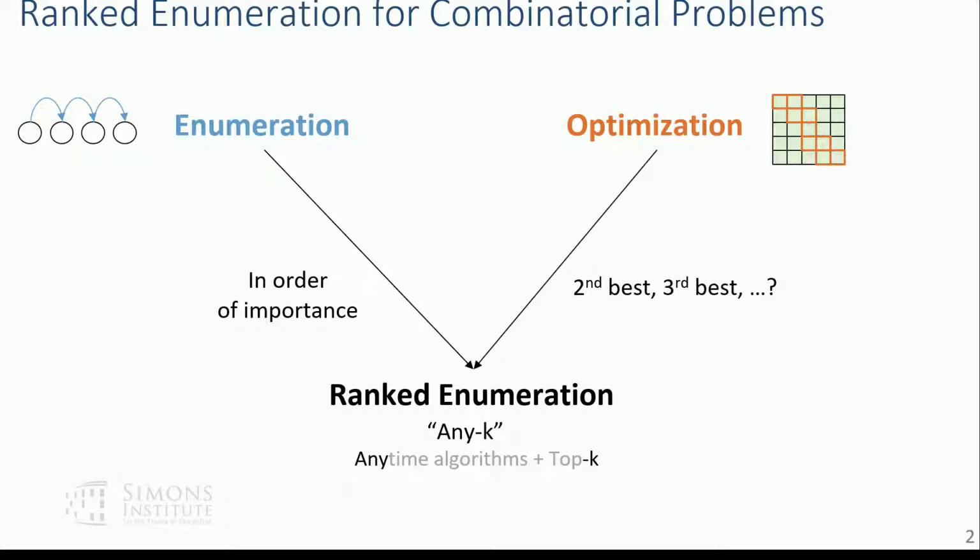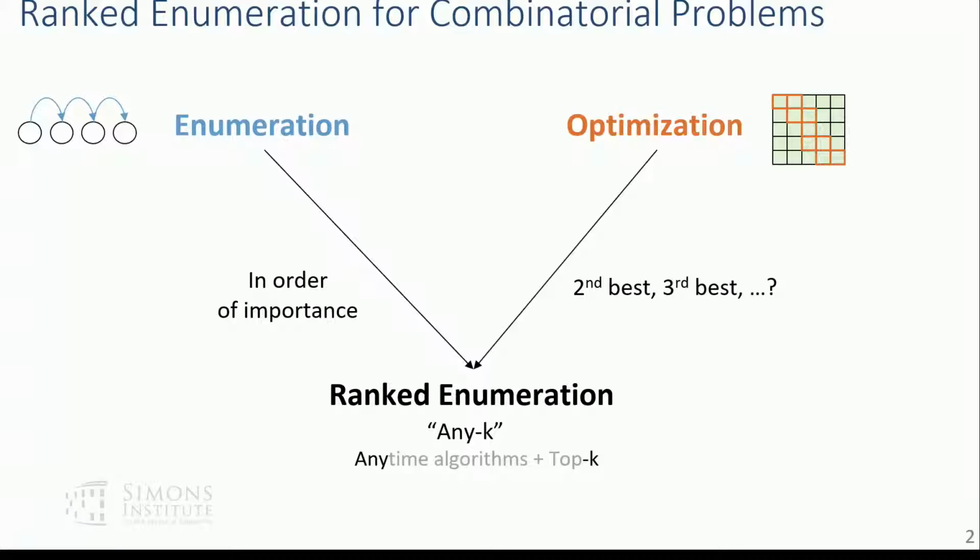Another perspective to look at it is to start from an optimization problem. A problem where we want to compute the best solution. And there we can ask what's the second best solution, the third best solution, and so on. Both perspectives lead to the same thing, ranked enumeration, so it's a very natural thing. And we also have this more catchy name, like NEK. You can treat it as a synonym.